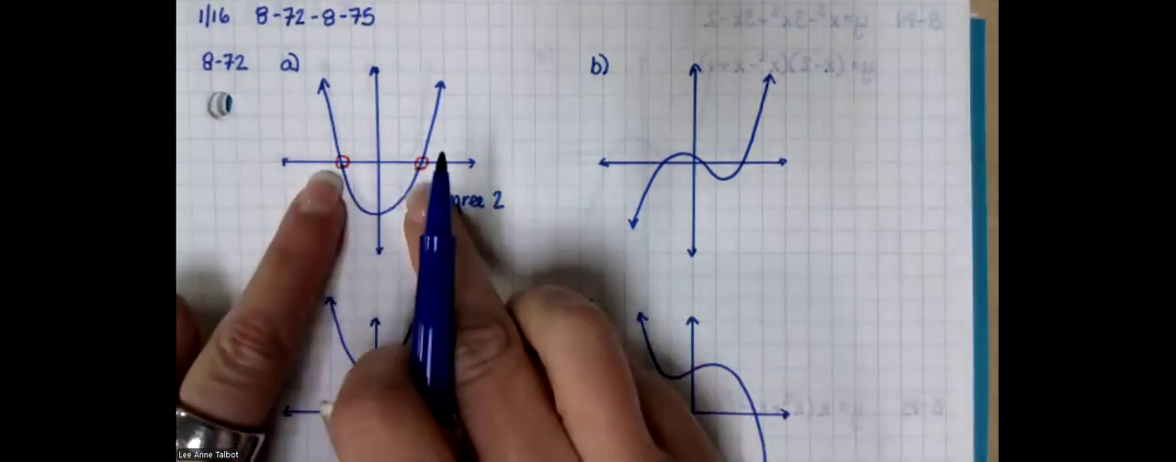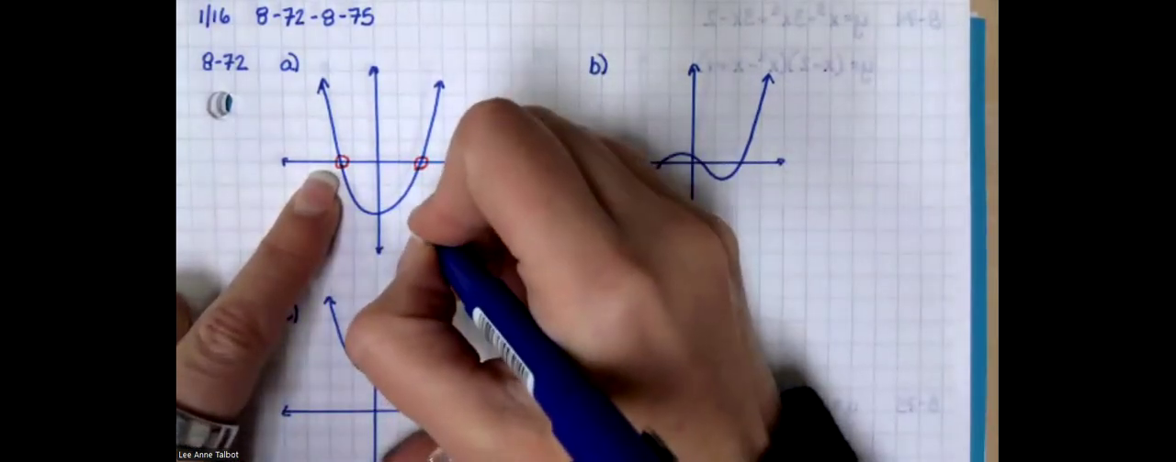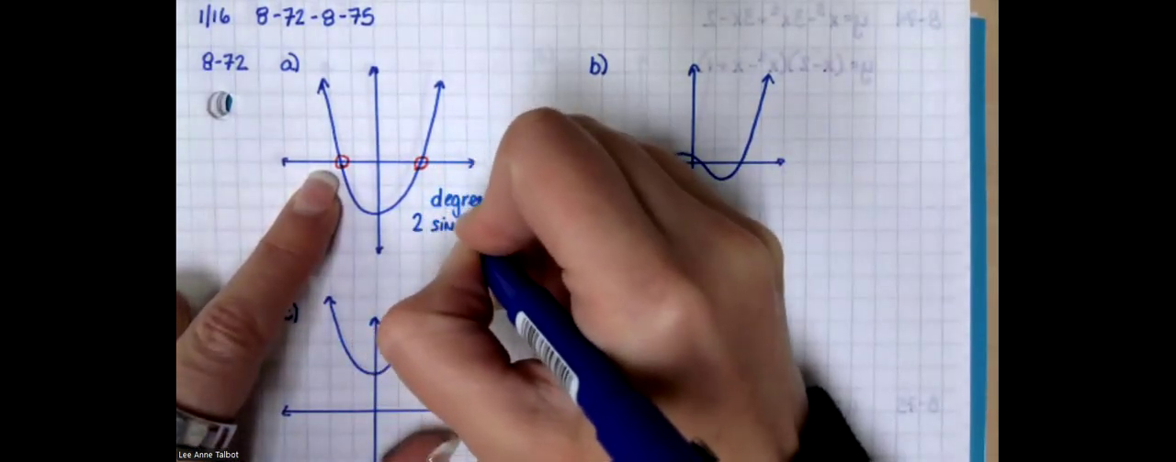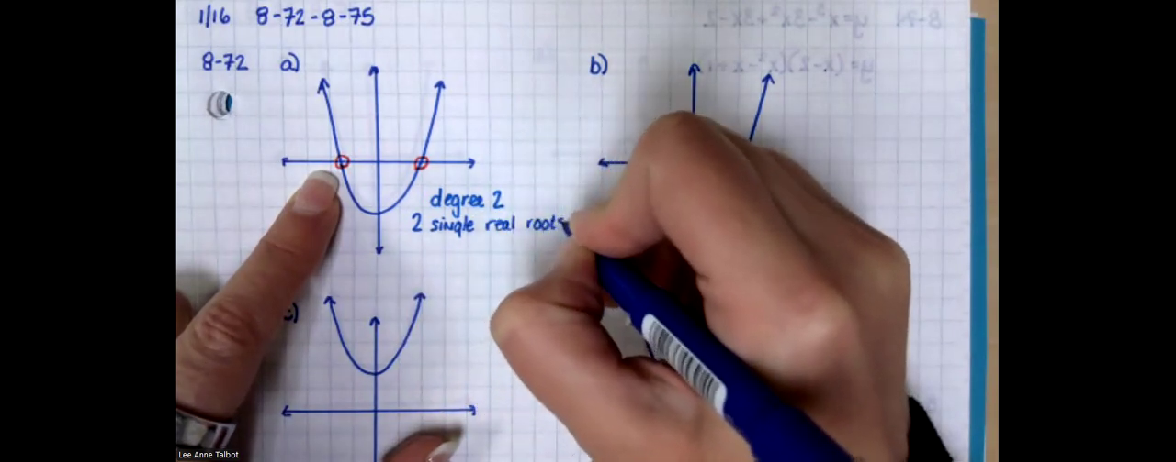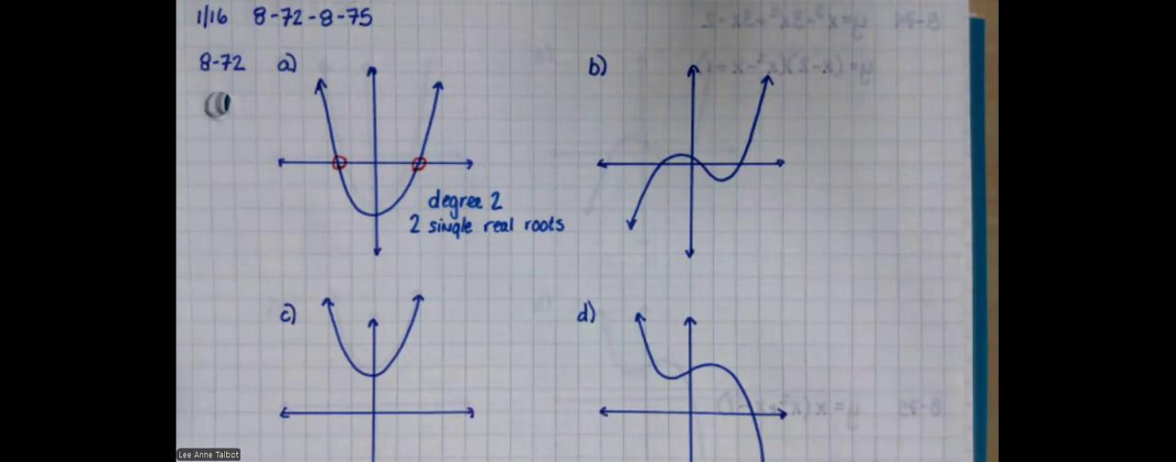Okay, anyway, these are 2 single real roots. Okay, so that is stating the degree and fully describing the roots. The degree 2, because it's 2 directions, 2 single real roots.